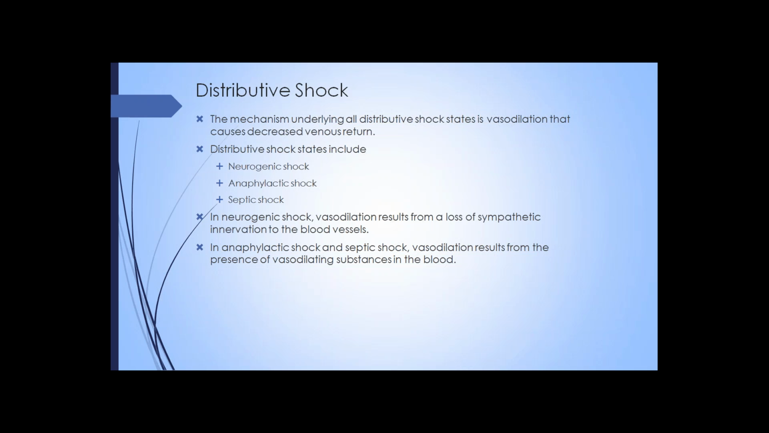Now, the three kinds of distributive shock that result in vasodilatation are neurogenic, anaphylactic, and septic.